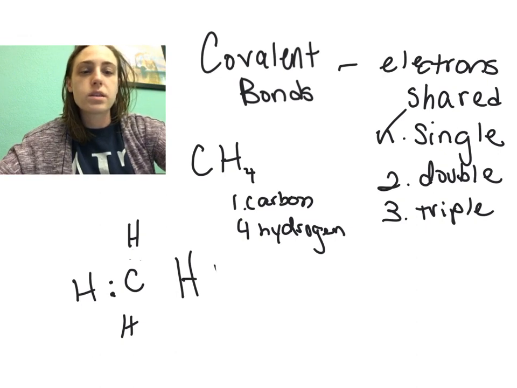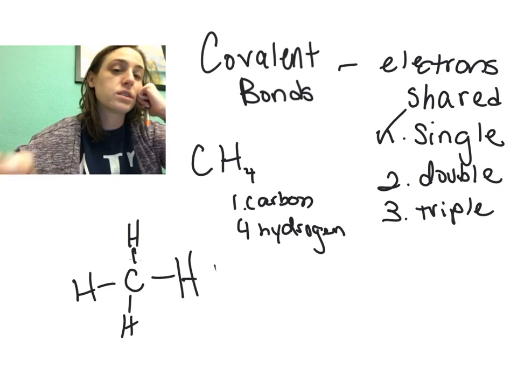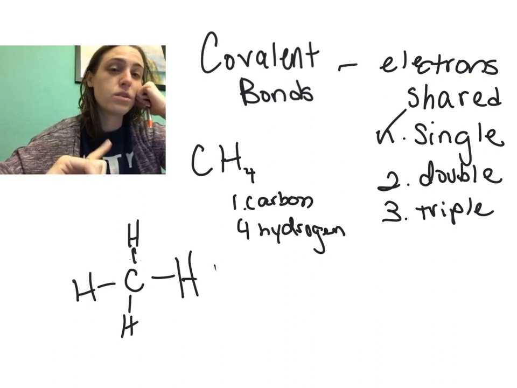So if I want to make this cleaner, you're just going to do something like this. That is going to be methane. Each line represents 2 electrons, so a single pair. So everybody is happy in this scenario.